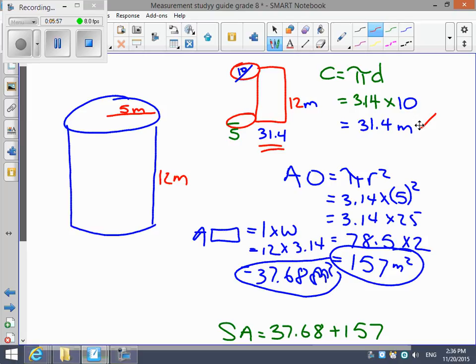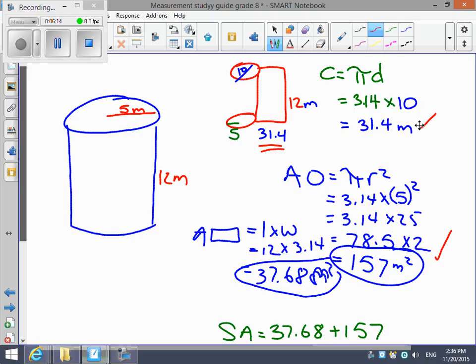If we have two circles, we simply multiply. We do the area of the circle once. That gave us 78.5. We multiply it by 2 because there's two of them. Similarly, we do the area of a rectangle. You do it one time. Now we use that 31.4.